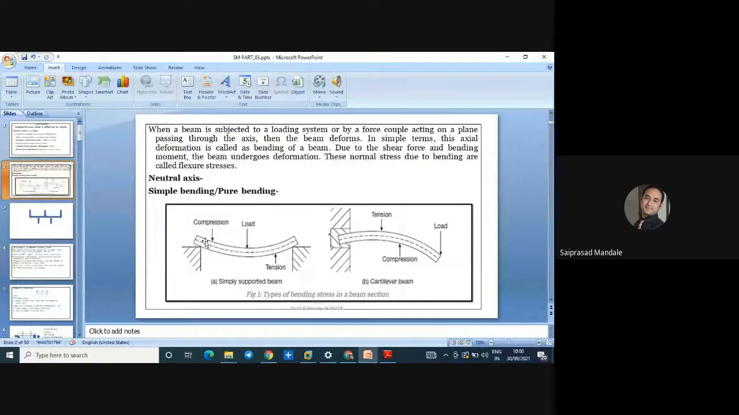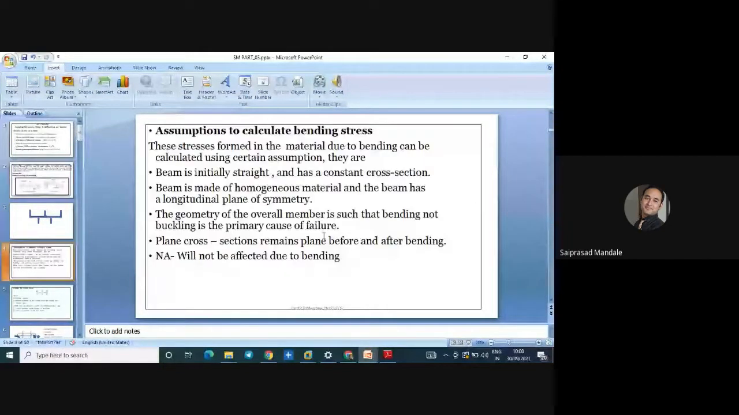But when there is a column, which is a vertical structural member, and it is loaded, the column will fail in two different ways: either in buckling or in crushing. So always remember, all beams will fail in bending, not in buckling. All columns will fail due to buckling or crushing.